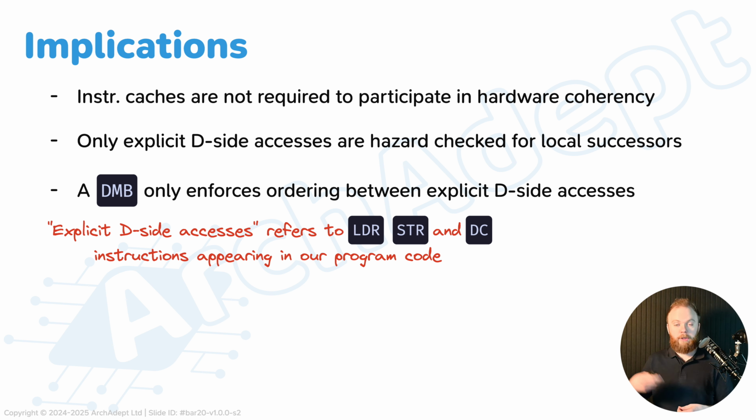Finally, similarly to above, a DMB instruction also only enforces ordering between explicit D-side accesses. And that means if we do have two accesses being made by the same CPU to the same location, and at least one of those two accesses is coming from the I side or the TLB side, and it's important that we maintain order between those two accesses, then we're going to need to expand our toolkit with a new barrier instruction that provides stronger guarantees than a DMB.